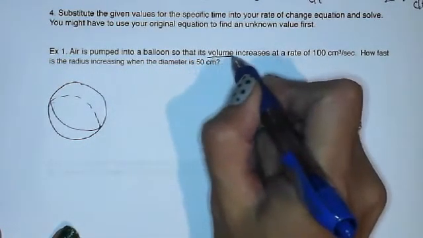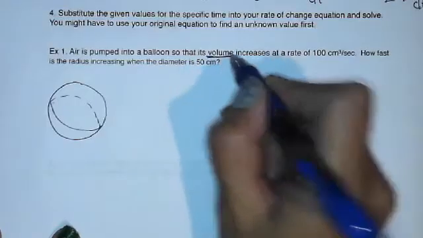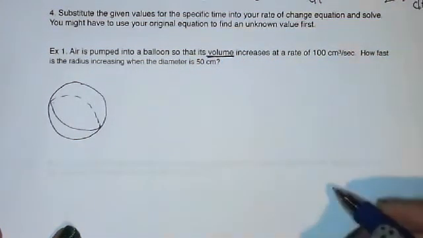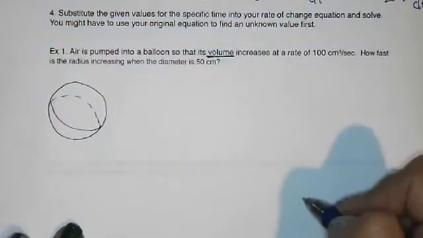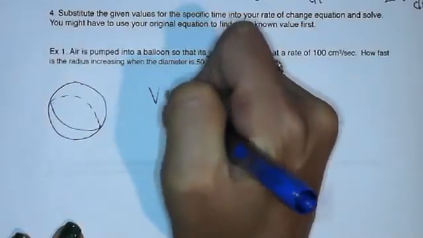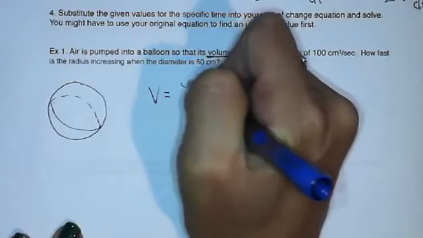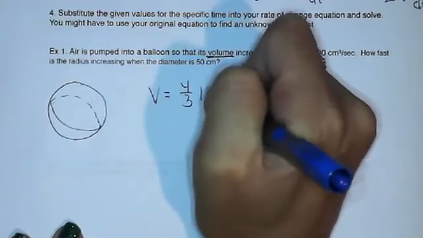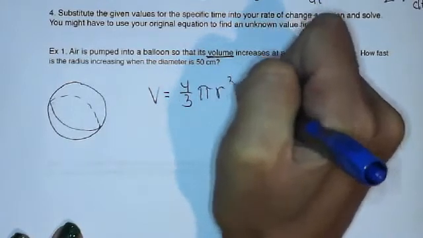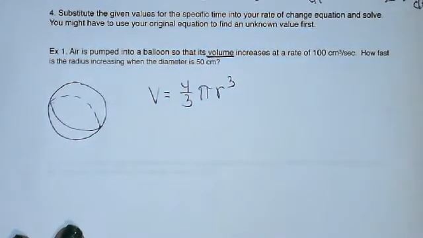And we are talking about volume. So again, this is where you have to remember from geometry your formulas. If not, find a way to get it. But the volume of a sphere is 4/3 pi r cubed.